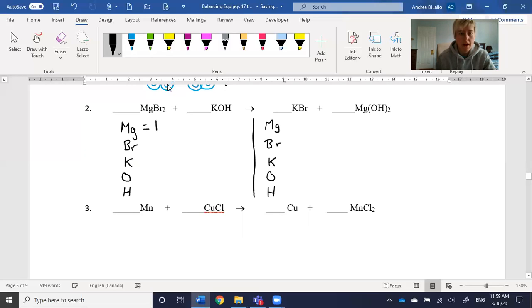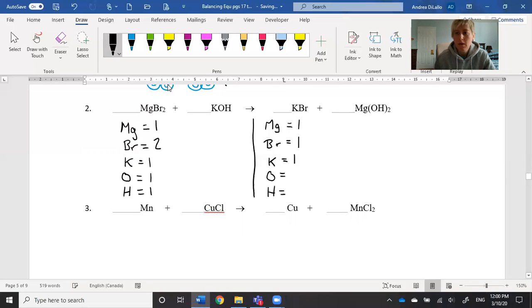So magnesium, I have 1. Bromine, I have 2, because next to the bromine, I have the subscript 2. So that means that I have 2 bromines bonded with magnesium in my molecule of magnesium bromide. I have 1 potassium, 1 oxygen, and 1 hydrogen. Now I do the same count on my product side. So on my product side, I have 1 potassium, 1 bromine, 1 magnesium, and now I see that I have oxygen and hydrogen contained in a bracket.